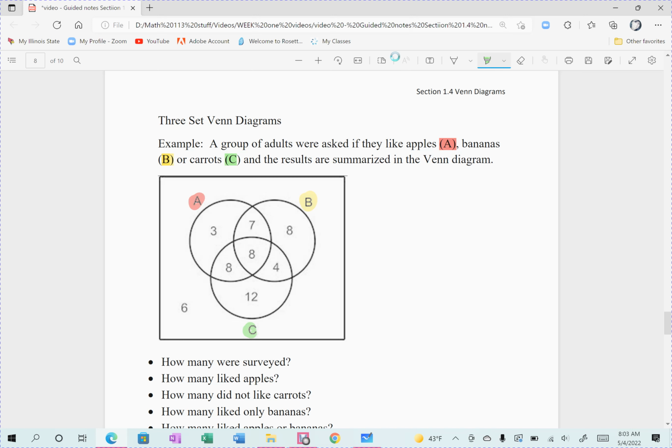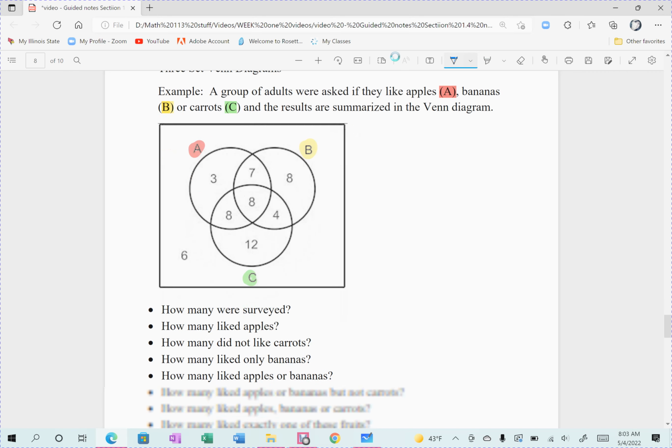All right, so all of these numbers represent people in each of my different regions and what they like and what they don't like. So again, a Venn diagram is a way to organize survey information into our groups and see how the groups relate. It's a relationship between the people and how they answered our survey question. So it summarizes it. This one is more practicing reading the Venn diagram.